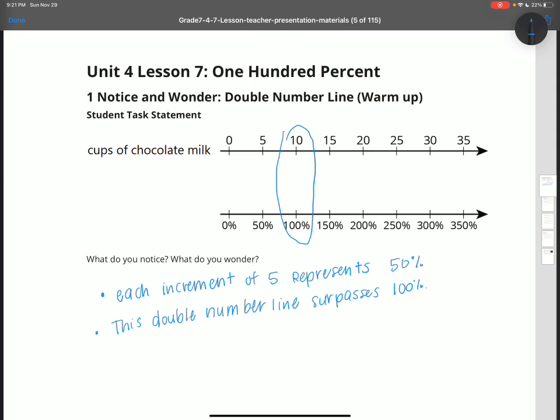There's no right or wrong answer, guys. This is either A, what do you notice, or B, what do you wonder. It's just trying to develop fluency skills for annotations, how to make annotations when solving these real world problems.